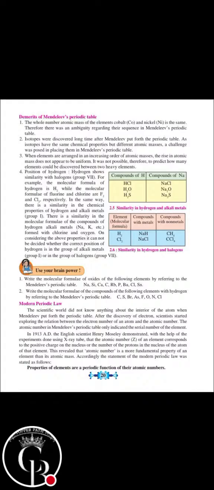Third, the rise in atomic mass does not appear to be uniform when elements are arranged in increasing order of atomic masses. It was not possible, therefore, to predict how many elements could be discovered between two elements. Position of hydrogen shows similarity with the halogen group, group 7.